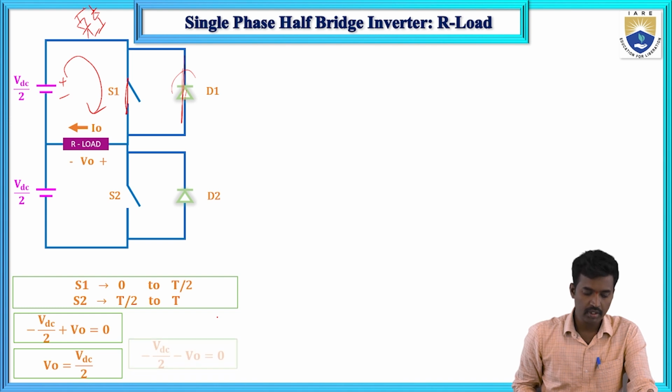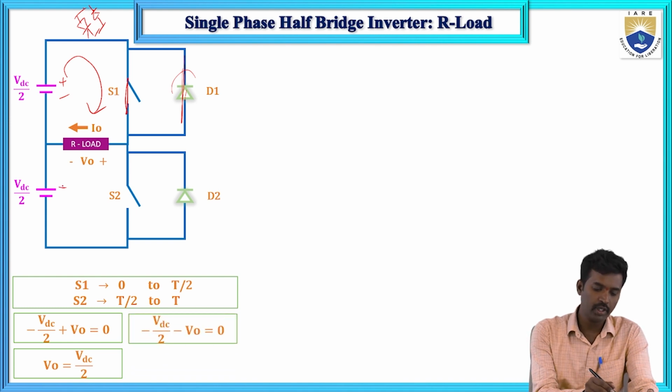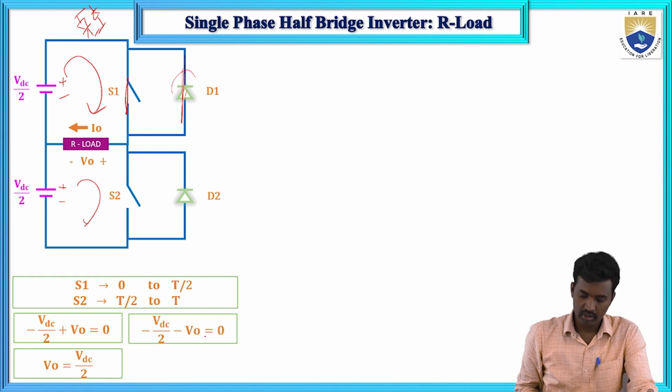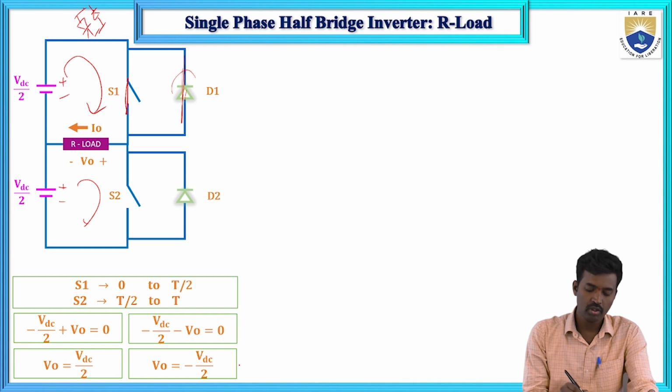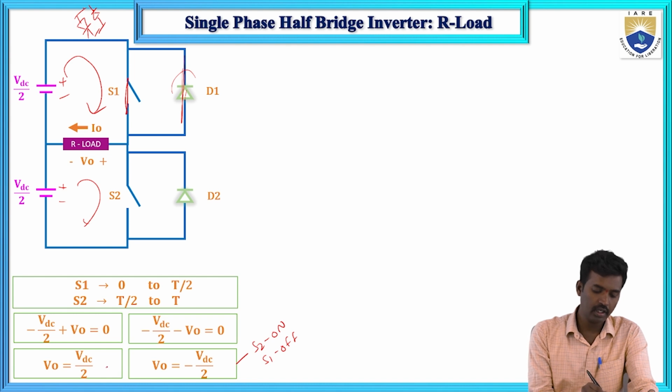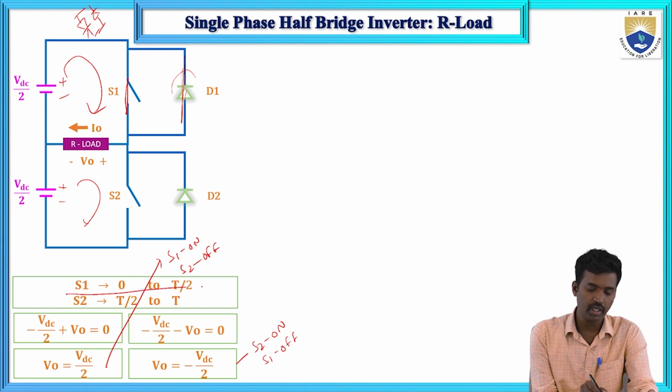Now applying KVL in this case: minus VDC by 2 minus V naught, so V naught equals minus VDC by 2. This is the case when S2 is on and S1 is off, and in the earlier case S1 is on and S2 is off. So this is the duration for S1 on and for S2 on.